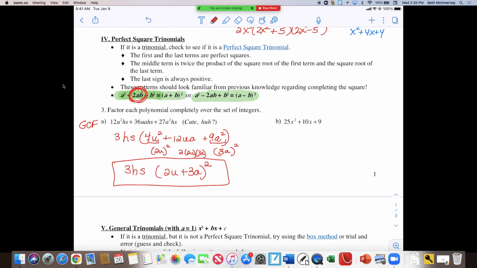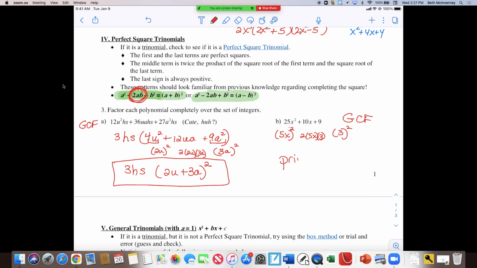Okay, in this letter B, 25x squared plus 10x plus 9. Is there a GCF? No, there's no GCF. So I'm going to go directly to see if this is a perfect square trinomial. It looks like maybe it is, because it's 5x being squared, 3 being squared. Now I have to check the middle. That's 2 times 5x times 3. Uh-oh, is that 10x? No. And if I did 25 times 9, there's no combination that works.